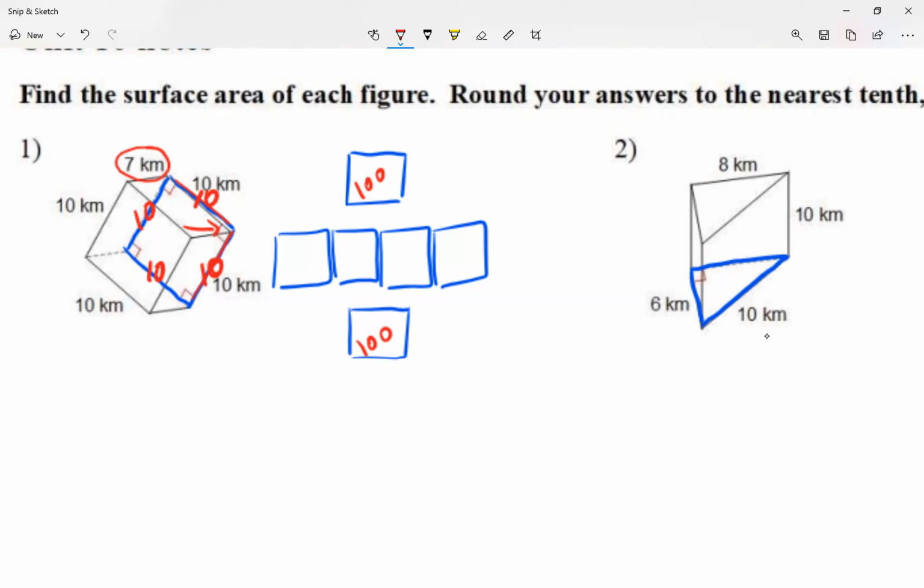So I'm going to multiply 7 times each side of the base. Each of my sides is 10, so I'm going to go 7 times 10, and each of my walls is going to be 70, right? 7 times each side of the base. All right, so I have the area of the walls, I have the area of the top, I have the area of the bottom. Now I'm just going to add them all up.